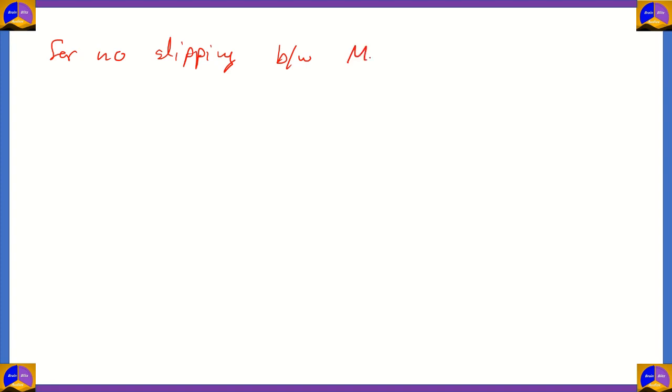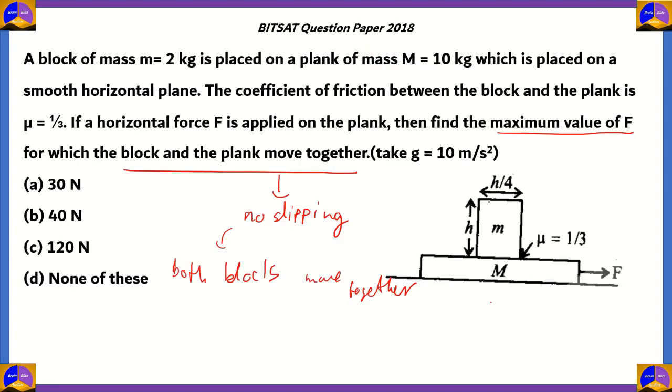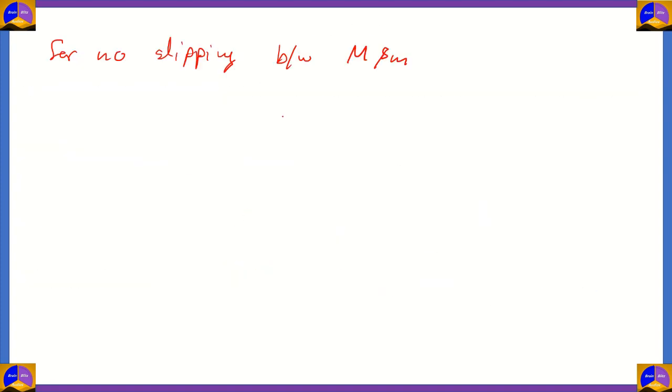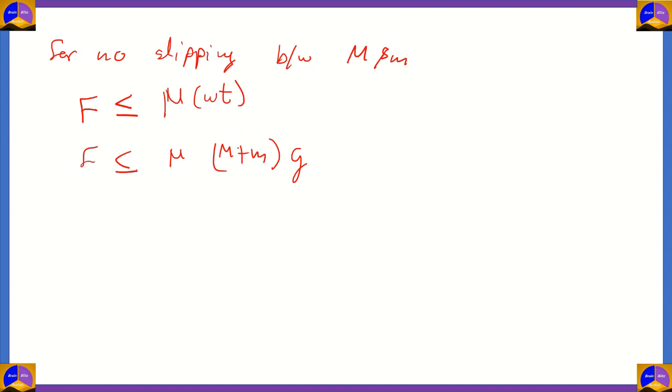between M and m, the force applied on the plank, that is F, must be less than or equal to mu times the total weight. So in this case, F is less than or equal to mu times M plus m into g, where capital M stands for the mass of the plank, and small m stands for the mass of the block.